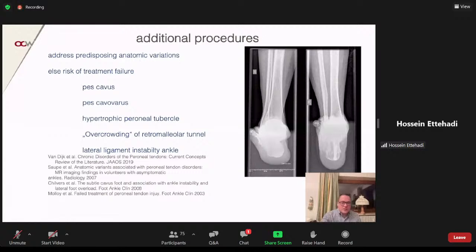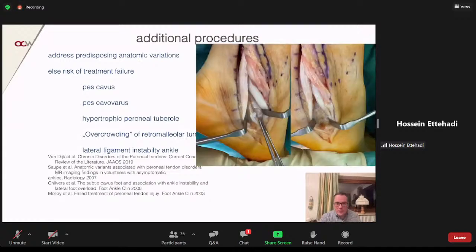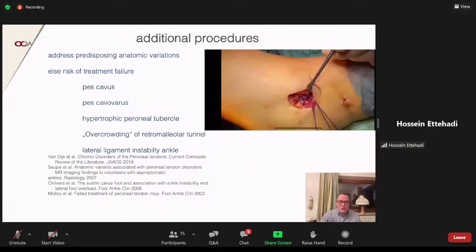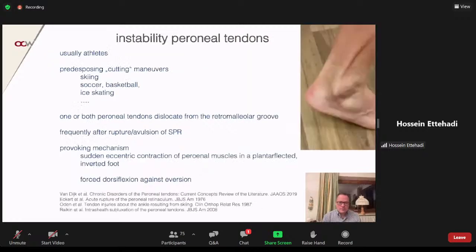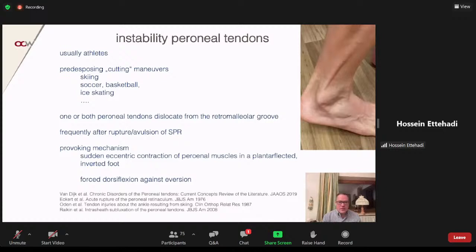It is important to keep in mind that there are biomechanical cofactors that can make your reconstruction prone to failure if you do not address them. This is a pes cavus or pes cavovarus that you could address with a Dwyer osteotomy, like in this patient. A hypertrophic peroneal tubercle that can cause mechanical issues can be trimmed down, like in this patient. Overcrowding of the retromalleolar tunnel, if there's a very distal muscle belly of the peroneus brevis, can be resected, or lateral ankle instability that you also need to address.